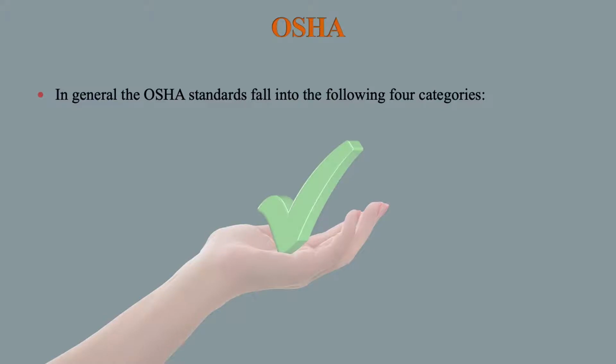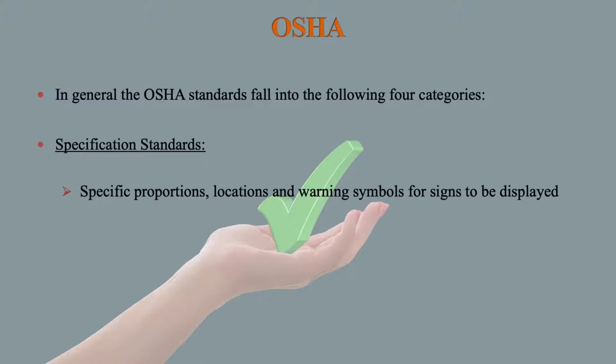The OSHA standards fall into the following four categories: specification standards, specific proportions, locations and warning symbols for signs to be displayed. So what OSHA says is, wherever the work location is, the documents have to be prepared symbolically and displayed in the workplace so that one can maintain or practice the safety practices.